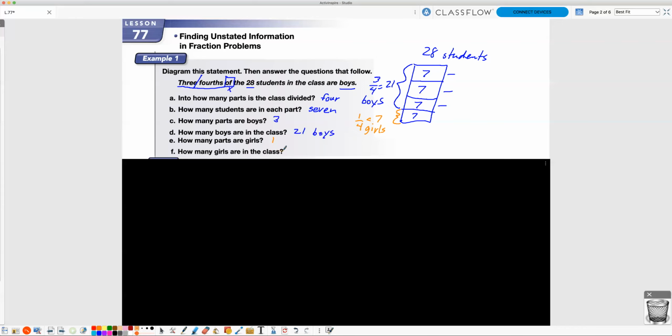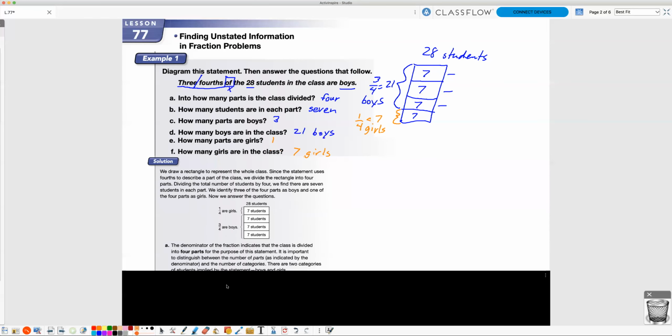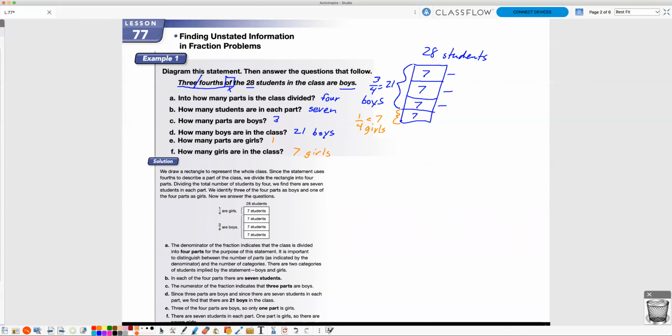How many girls are in the class? That would mean 7 girls are represented using that diagram. So you just want to start with the diagram, and here's the same diagram, and they just did the reverse order. They did girls here, and they did boys in these 3 parts. So 1/4 represents girls, 3/4 represents the boys, and you can see again the number of girls is 7, and the number of boys would be 21.